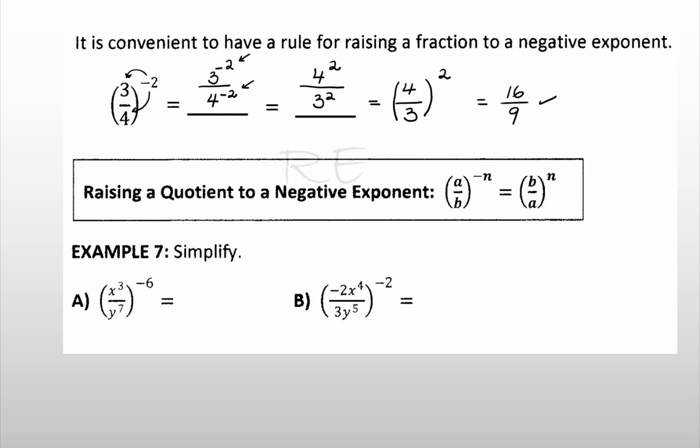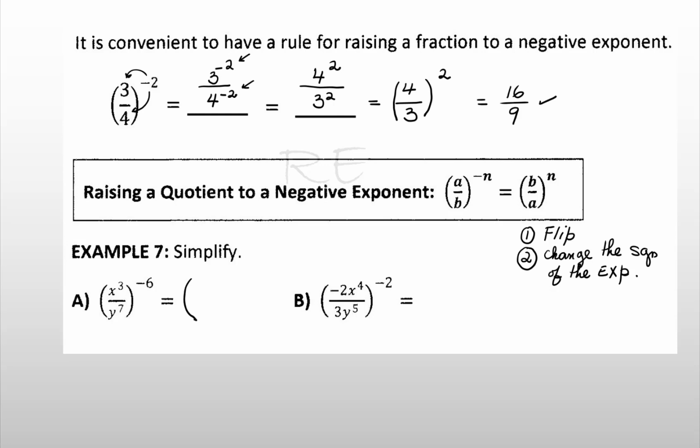Raising a quotient to a negative exponent: (a/b) to the negative n is equal to (b/a) to the n. Procedure: first, we need to flip the fraction. Second, we change the sign of the exponent. And then we simplify.